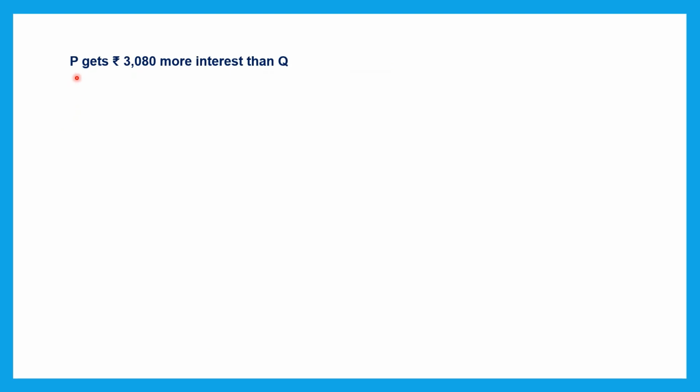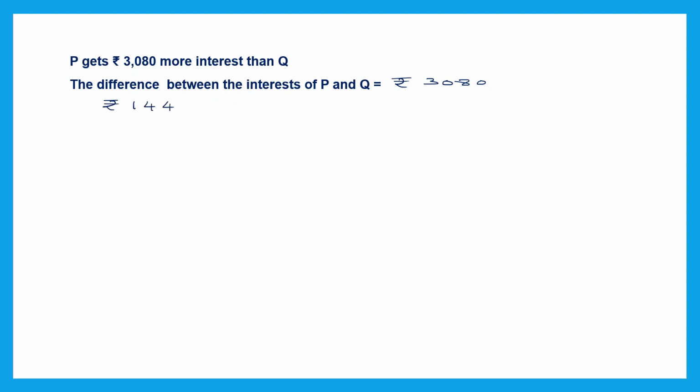Now we have been told that P gets 3080 more interest than Q. That means the difference between the interest of P and Q is rupees 3080. So what is the interest that P got? P got 1440x and Q got 1000x. So difference means when you subtract. When you subtract these two, you should get rupees 3080.